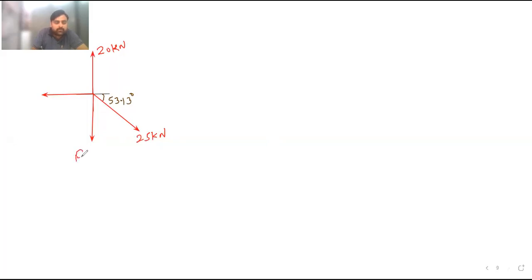So here F DF and here it is F DB. So now again if I resolve this, then I will get two components. I will show over here. This is the one component. This is the second component. So I will write here 25 cos of 53.13, 25 sine of 53.13. So now apply summation.